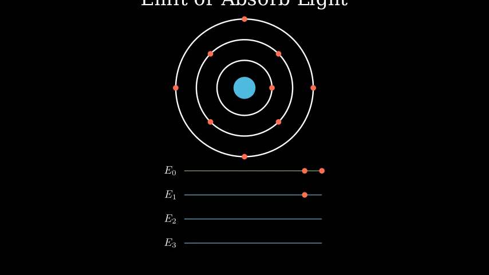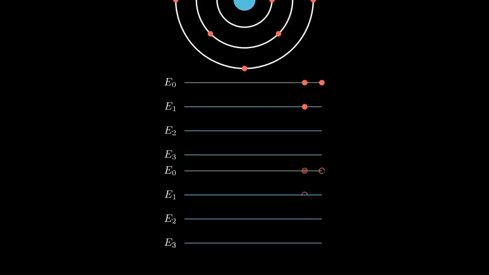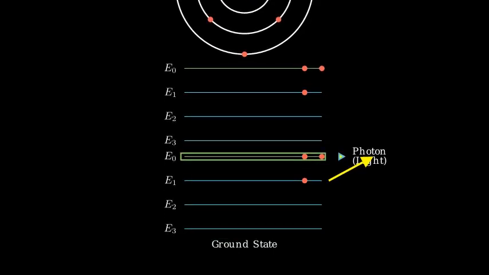Now, let's discuss emission. Emission of light occurs when an electron drops from a higher energy level to a lower one. When this happens, the electron releases energy in the form of a photon, a packet of light. But here's the key point. If all electrons are already in their lowest possible energy state, what we call the ground state, there's nowhere for them to drop to, so they can't emit any more light.